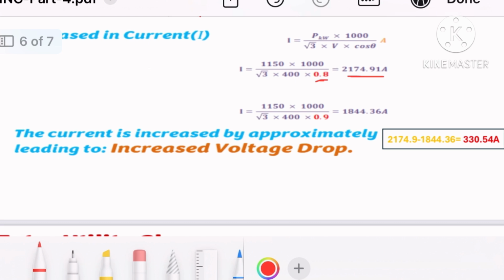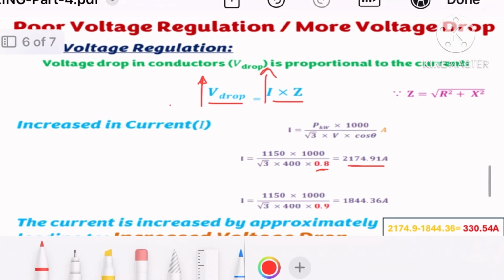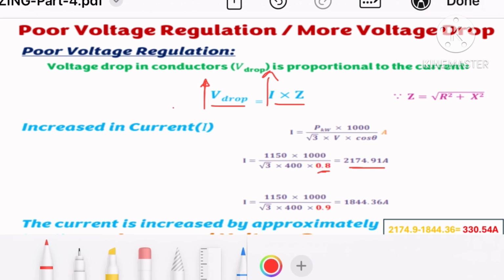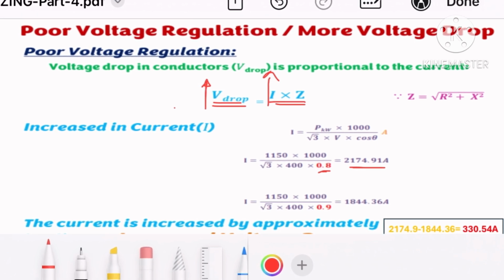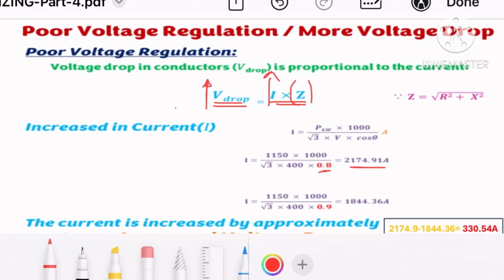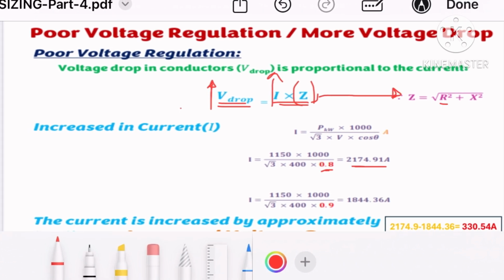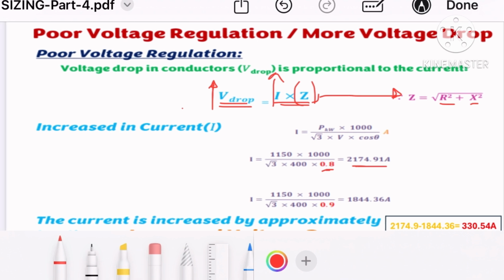Now let us move to the other point, that is poor voltage regulation. As we know that V is equal to IR. Here, instead of R I mentioned Z, because Z is the impedance, that is equal to under root of R square plus reactance square, Z square.